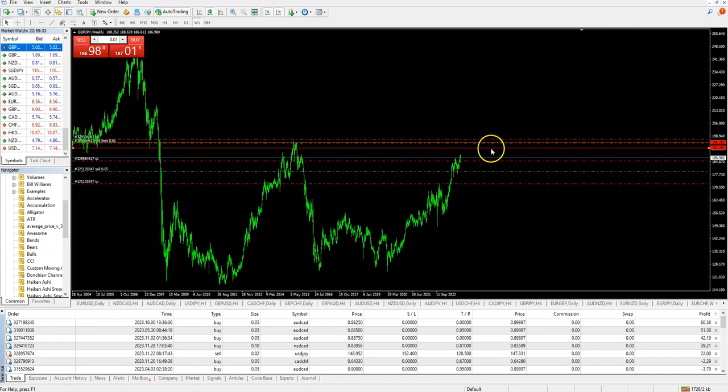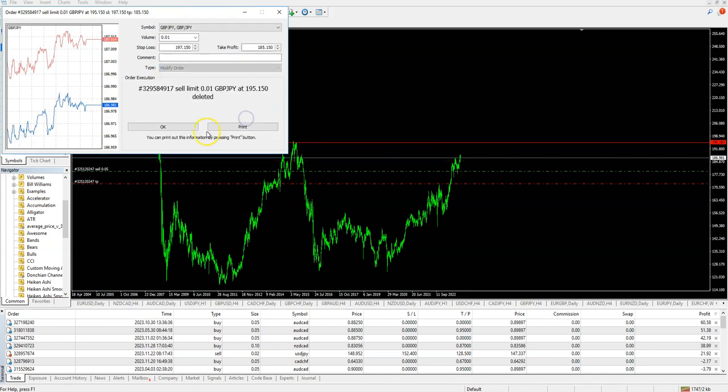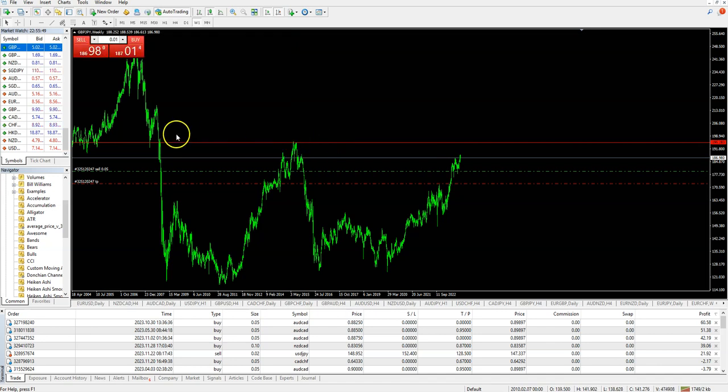So I am going to delete this horizontal line, and I'm going to delete that order because I don't want that lingering in my live account. So I clicked on the order, so there's my pending sell. I'll go ahead and delete that, and that deletes the line. So I still have my resistance.